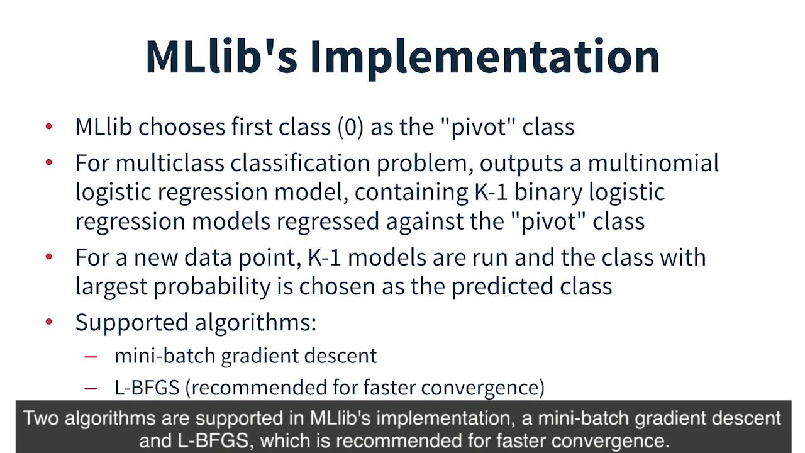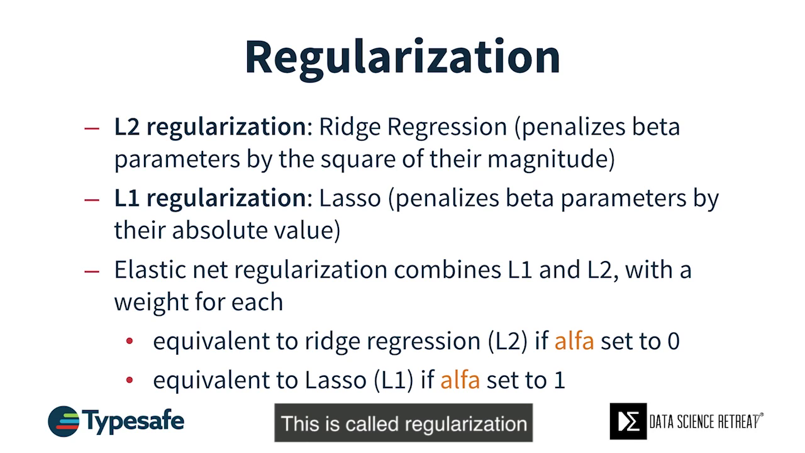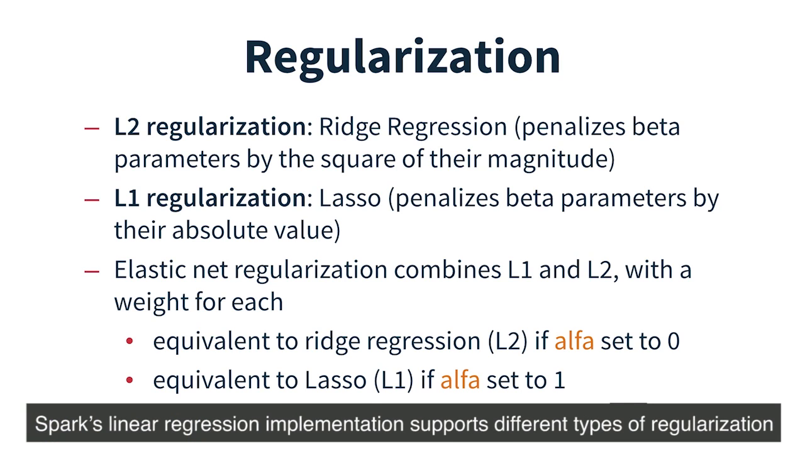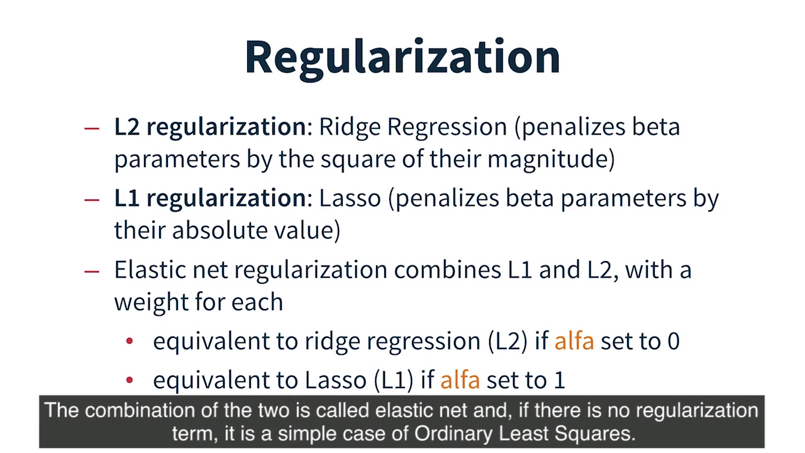Two algorithms are supported in MLlib's implementation, a mini-batch gradient descent and LBFGS, which is recommended for faster convergence. In the fight against overfitting, researchers during the 90s proposed different ways to penalise large parameters. This is called regularization. Spark's linear regression implementation supports different types of regularization, L1 or lasso and L2 or ridge regression. The combination of the two is called ElasticNet. And if there is no regularization term, it is a simple case of ordinary least squares.